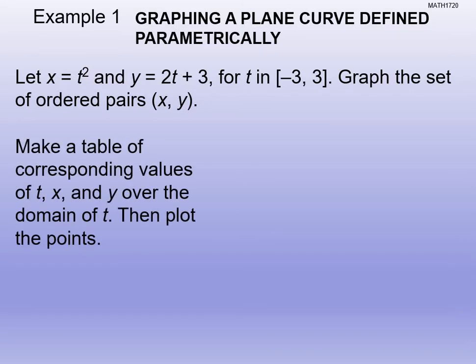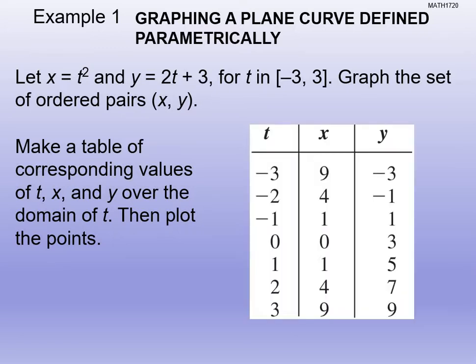Okay, so we can make a table of corresponding values. Alright, so we're going to start with what? T is going to go from -3 all the way to +3. So we're going to plug t into the x equation, and we're going to plug t into the y equation, and get the outputs for x and y based on those inputs of time. Okay, so that should be pretty basic for us. Simple substitution. So when t is -3, -3 squared is +9. Okay, and then we put -3 into the y equation. You have -3 times 2, which is -6, plus 3, which is -3.